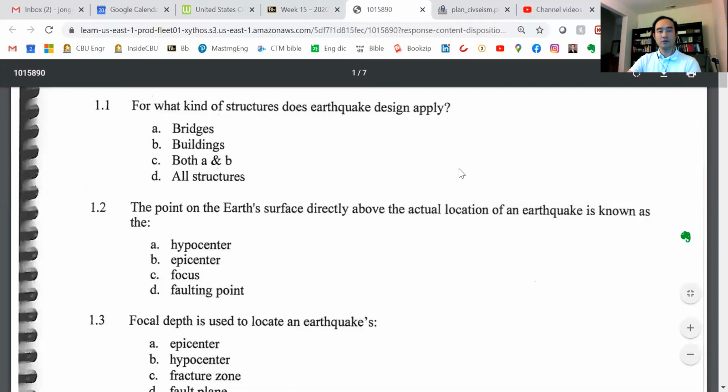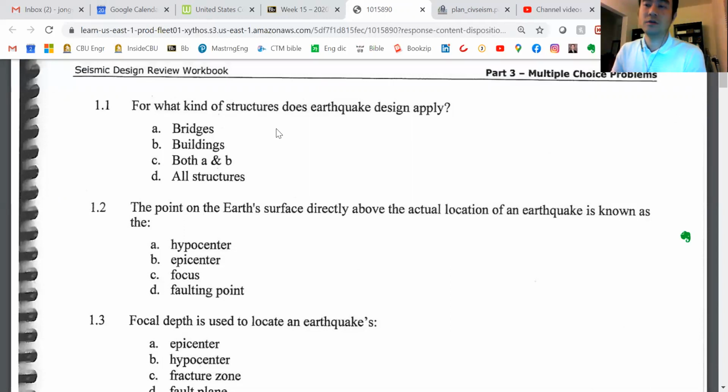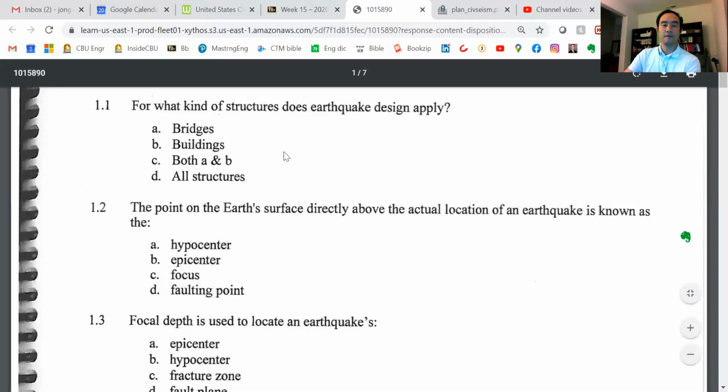For what kind of structures does earthquake design apply? By the way, the seismic portion of this PE exam is all multiple choice problems like this, okay? A, bridges. B, buildings. C, both A and B. D, all structures. What do you think?